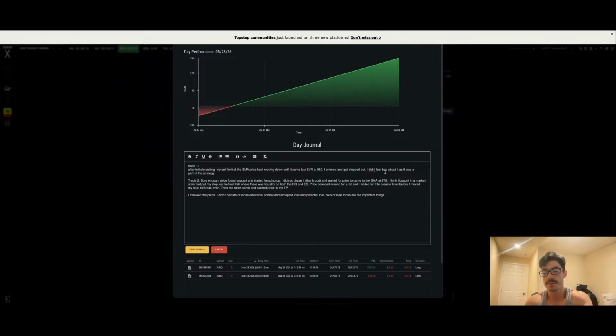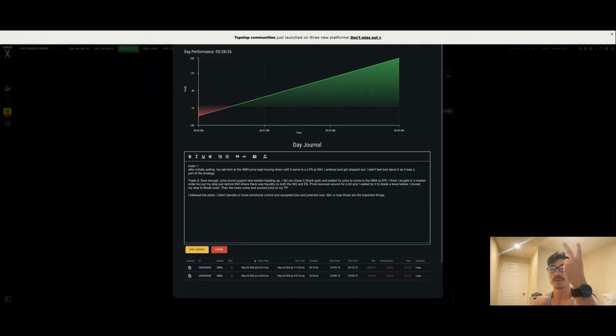All right, guys, I'm going to read this out loud. My trade won after initially setting my sell limit at the SMA. Price kept moving down until it came to the low volume node at 950. I entered and got stopped out with a market order, I should mention. And I didn't feel bad about it. It was a part of the trading strategy.